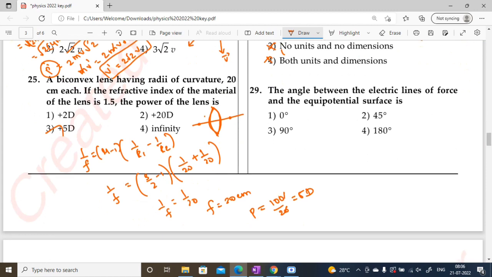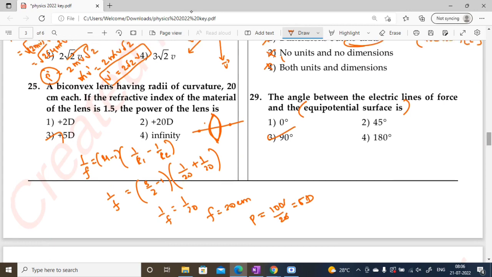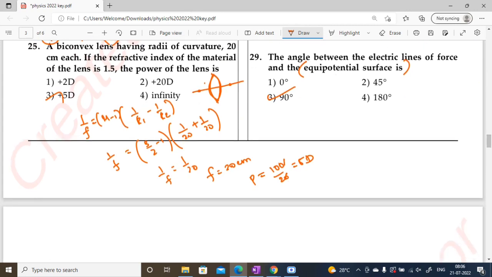The angle between the electric field lines and the equipotential surface is a direct statement. When you study the equipotential surface property, you would have studied this. This is 90 degrees, so you should be careful about this. It is a very simple, direct question. At every point on the conductor, the equipotential surface and the electric field lines will be at right angles to each other.